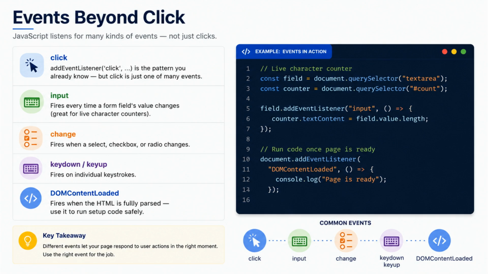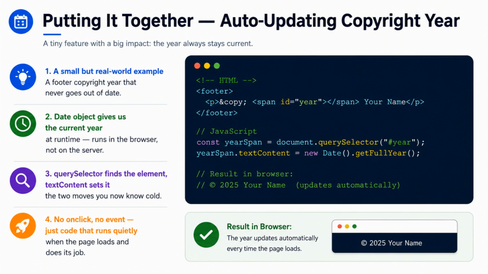DOMContentLoaded is a special event on the document itself. It fires once the browser has fully parsed the HTML and built the DOM, meaning every element exists and is ready to be found. It's an alternative to placing the script at the bottom of the page.